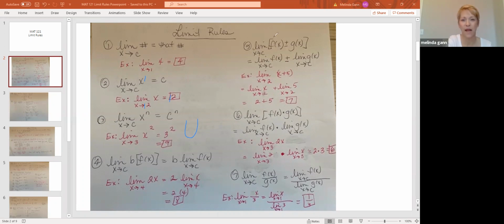Okay. Now, all that's happening here is it's saying that if you have a number in front of a function, you've got permission to pull that number out front.